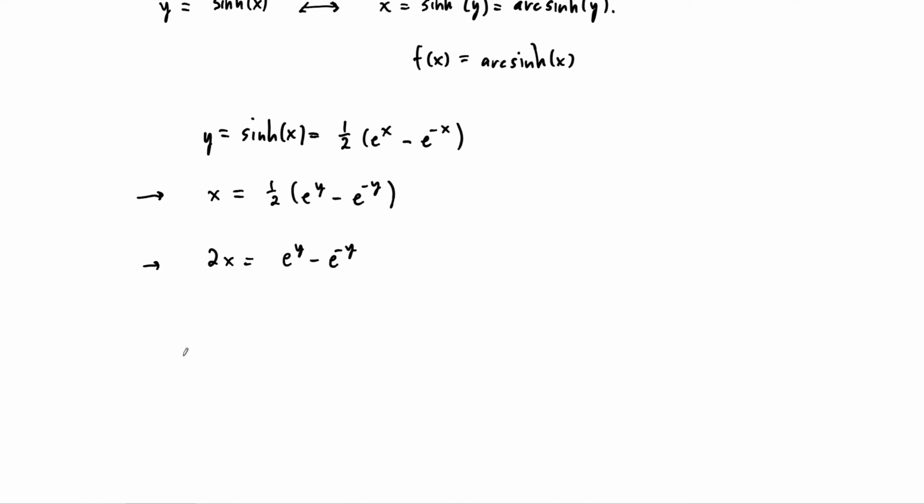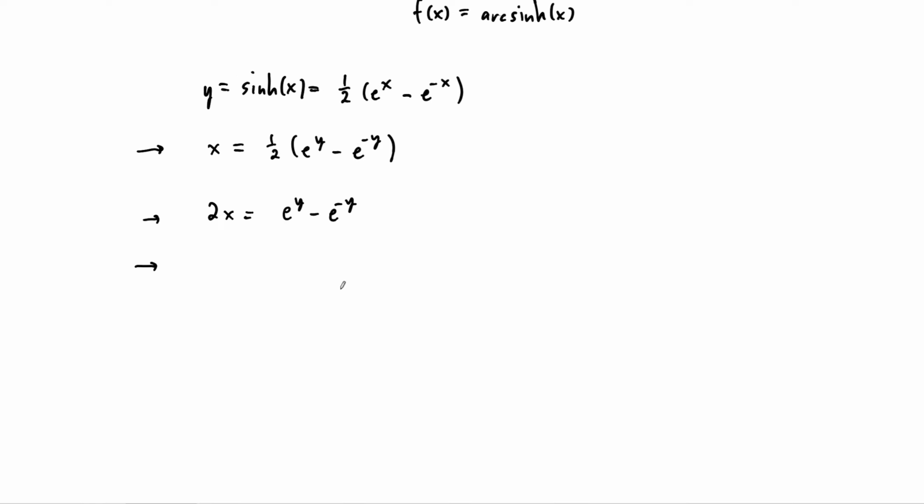And now I'm going to get everything on the same side of the equation. All right, so I'm kind of drawing these arrows. This is just showing us our steps, right? So the next step is if I subtract the 2x over, then this can be written as e to the y minus 2x minus e to the minus y equals 0.